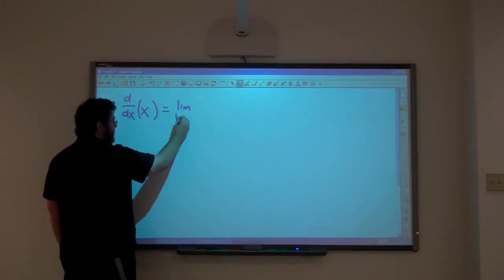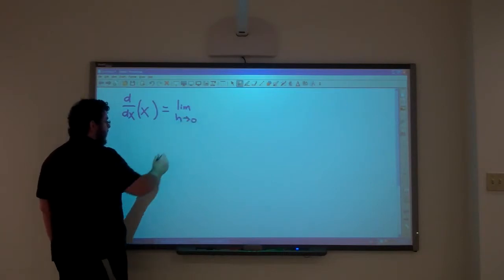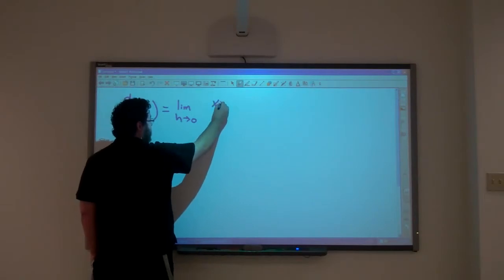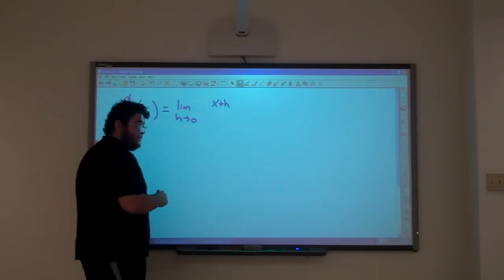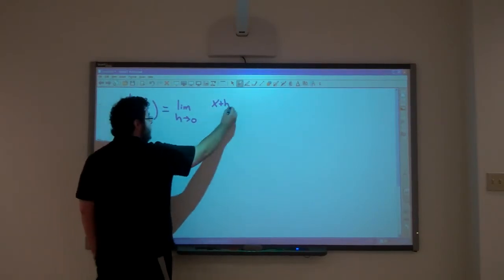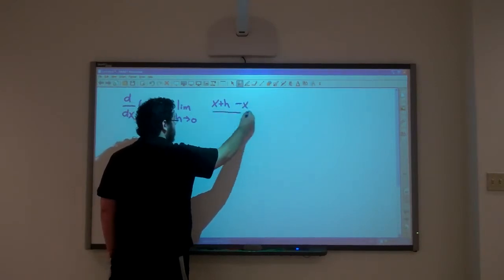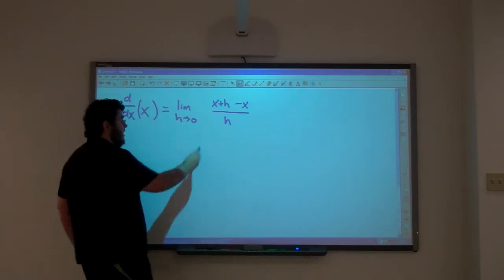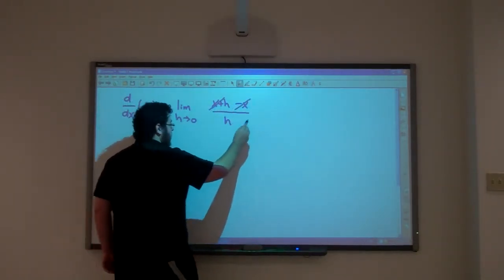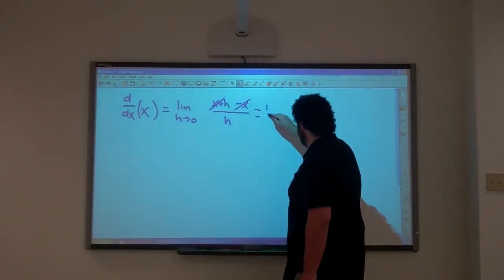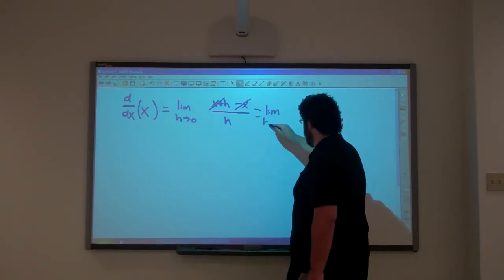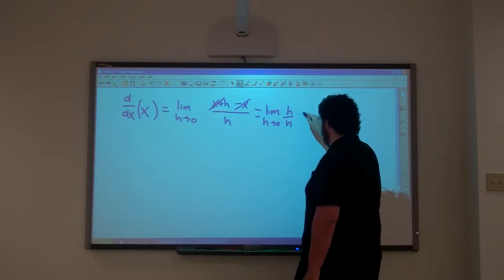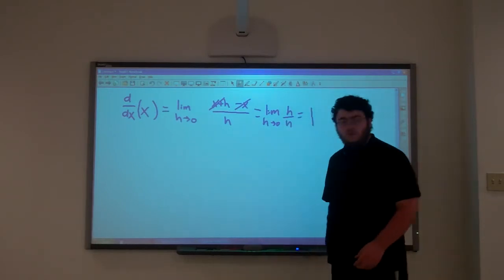Limit, as h goes to 0, of f of x plus h, which in this case is just x plus h, minus f of x, which is x, divided by h. So, if you notice, the x's cancel, and we're left with the limit as h goes to 0 of h over h. But that's equal to 1, because this is just 1.